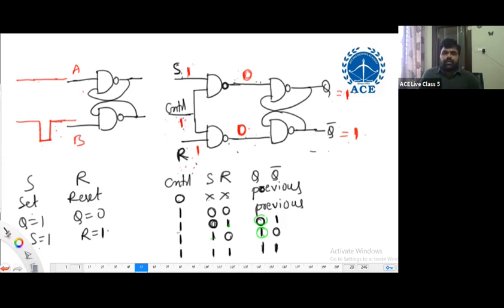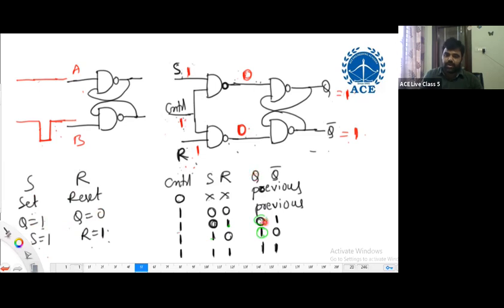Now, when do we observe it is remembering the data? Set is nothing but making Q equals 1, setting the Q. Reset is nothing but making Q 0. Set is making Q equal to 1 when S equals 1. Resetting is making Q equal to 0 when R equals 1.